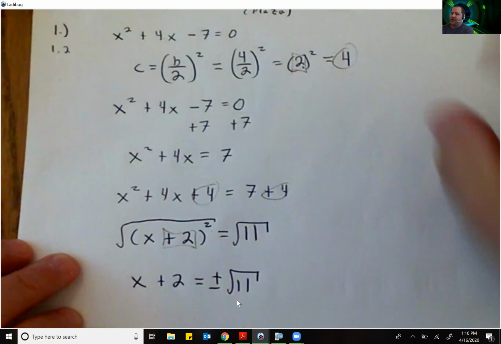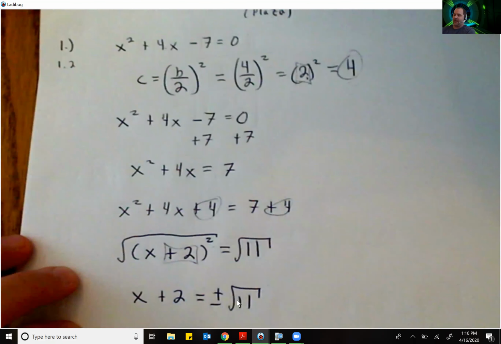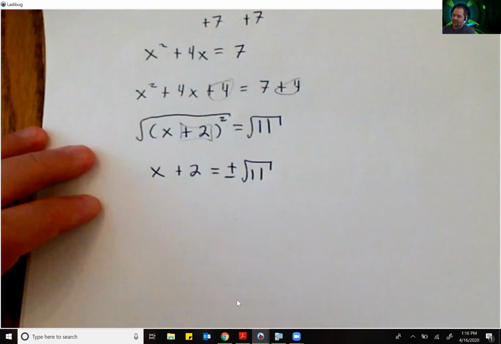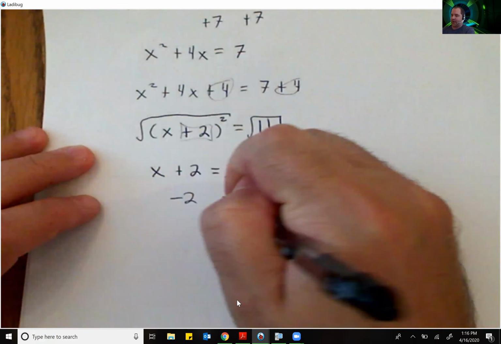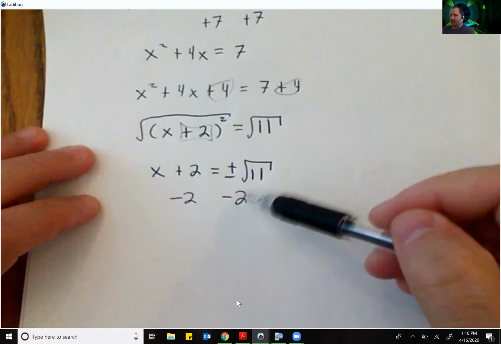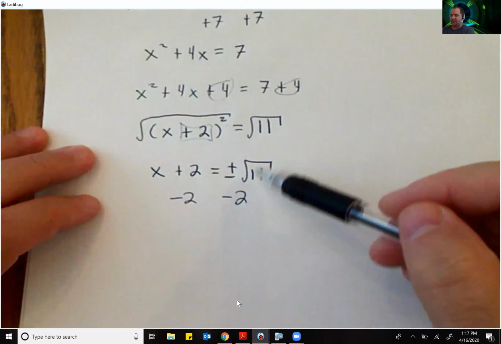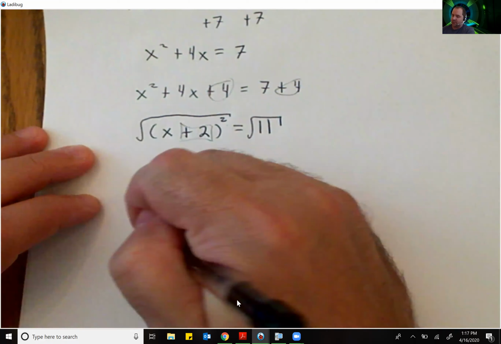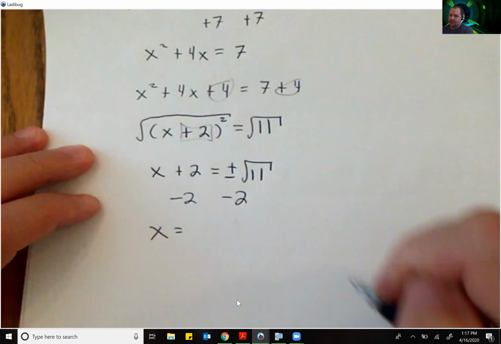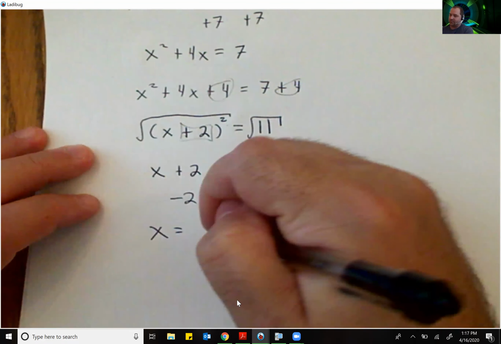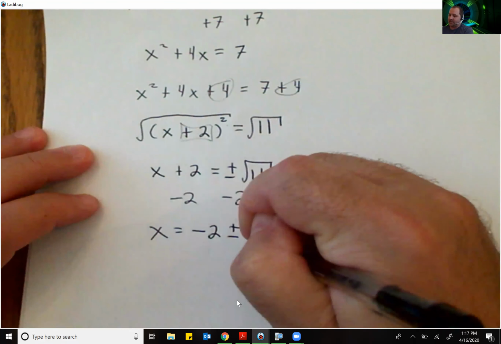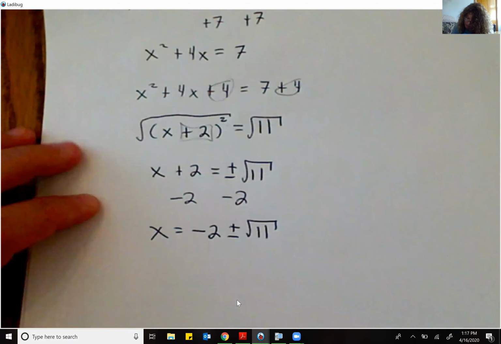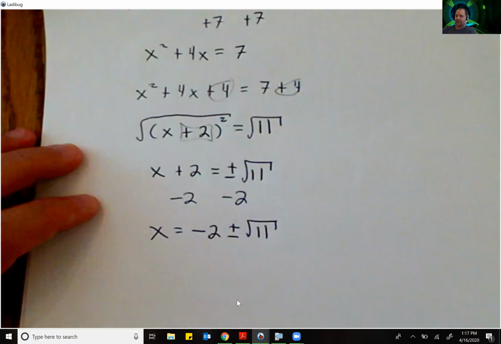And then last but not least, how do we get x by itself? How do I get rid of a plus 2? Subtract 2. And again, these two are not going to get together because the only way that you can put radicals and numbers together is if they are the same radical. And this one doesn't even have a radical. So x is equal to negative 2 plus or minus square root of 11. Plus or minus, because again, these two are not getting together.